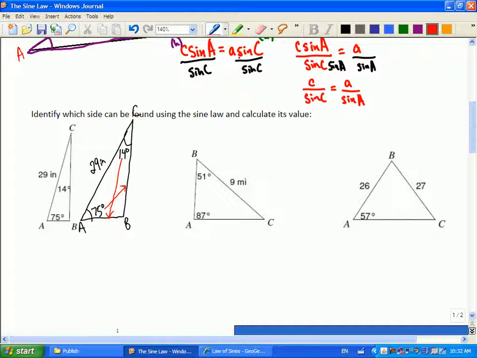Does anybody know how much that angle is going to be worth? Yeah, it has to equal 180 minus 14 minus 75. Good. 180 minus 14 minus 75. So let's see here. So it's 91 degrees.